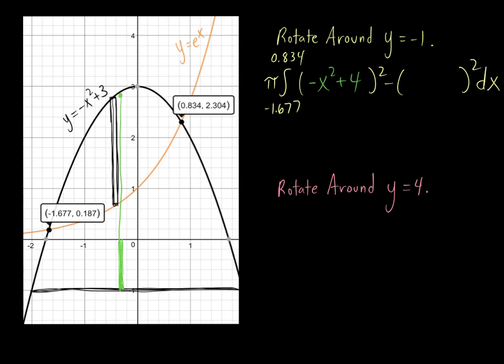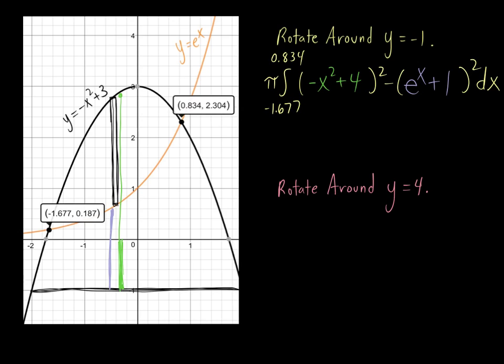Let's look at the little radius. This is the little radius. It goes from the axis of revolution up to the orange graph, the graph of e to the x. So how long is that? Well, if it were just the portion from the x-axis up, it would have been e to the x, but we're adding 1 to that, e to the x plus 1.